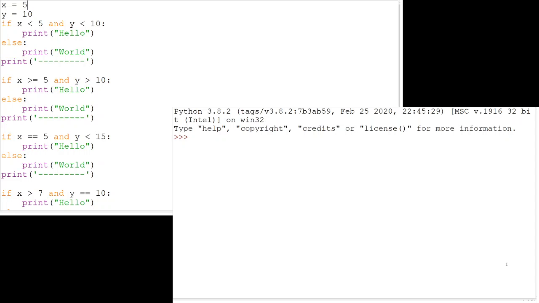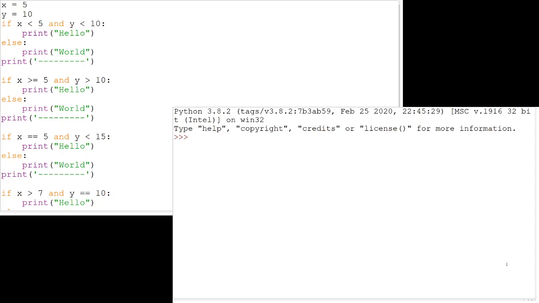Let's take a look at the Boolean AND operator in Python. I have two variables here, x equal to 5, y equal to 10, and in each of the if-else statements down below, I'm going to ask two questions, each one of which is either true or false, and we are going to see what is the result of combining the two questions using the AND operator.